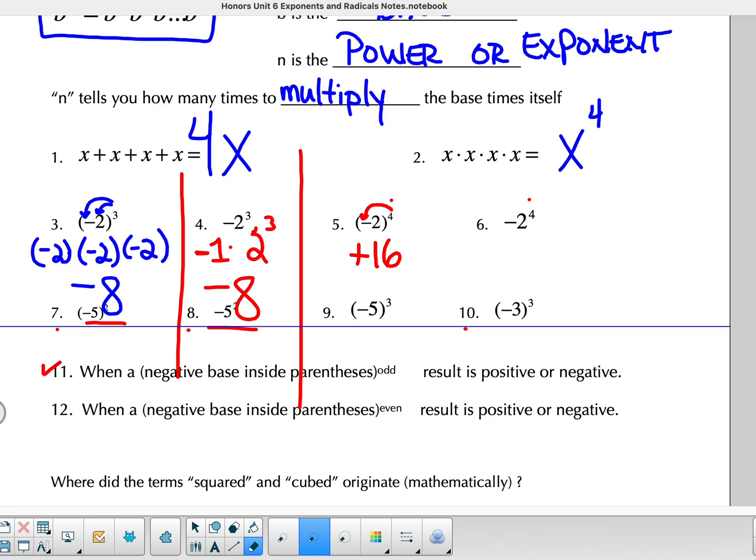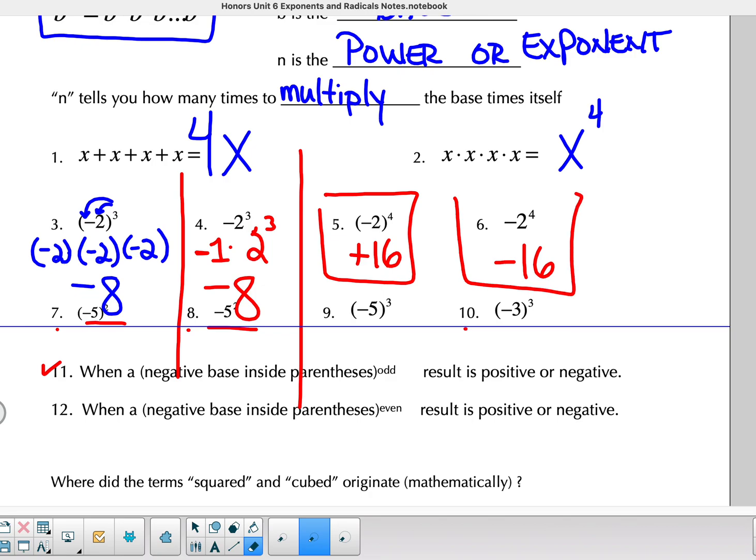Whereas in number 6, I would think of this almost as two separate expressions. Here I have 16, but the negative sign is going to remain in the problem because the negative sign is not affected by that even power. That even power is only working on the base of 2. So here I've got the positive outcome and the negative outcome, and it's easier to see why that happens.